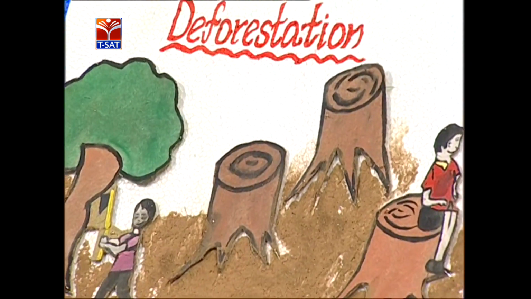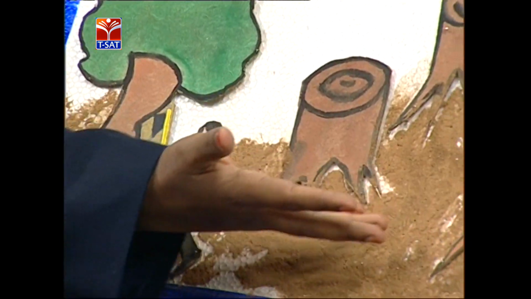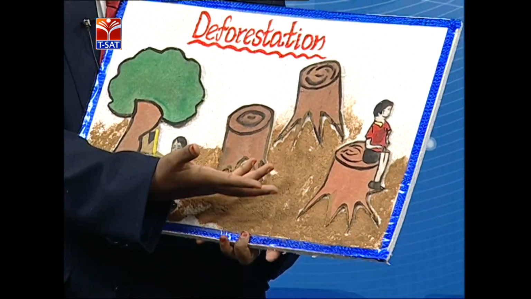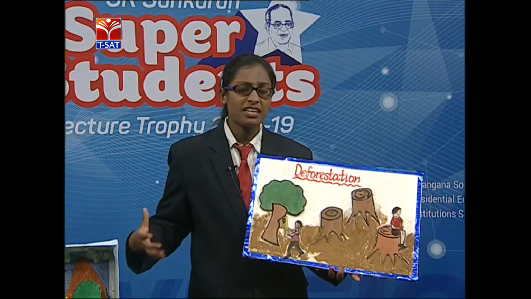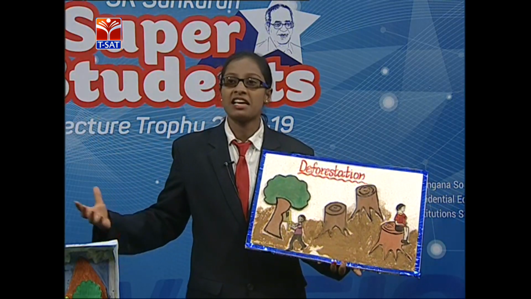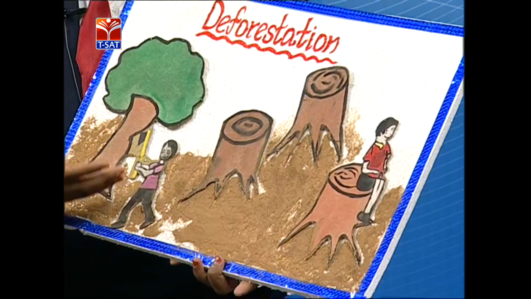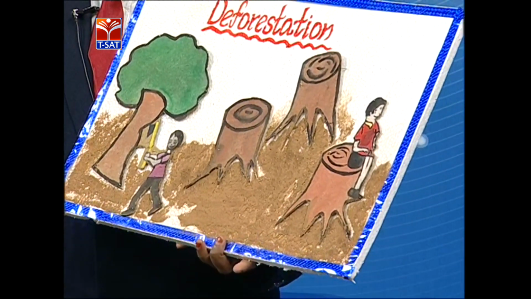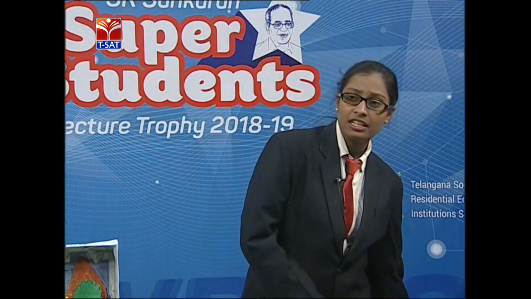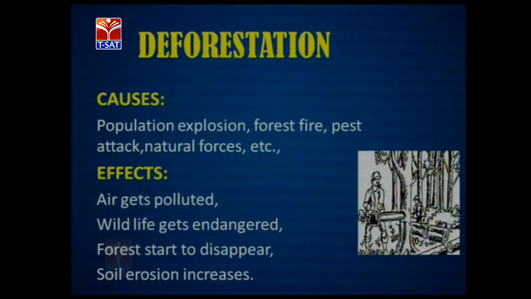First of all, the man is cutting the trees, and after that he is sitting and dreaming that he will build more buildings and sell them like anything. Those were his thoughts. Due to deforestation only, man has got urbanization and industrialization. Moreover, all this deforestation occurs when our needs turn into greed. Mainly the causes of deforestation are population explosion, forest fire, pest attack, natural forces, etc.